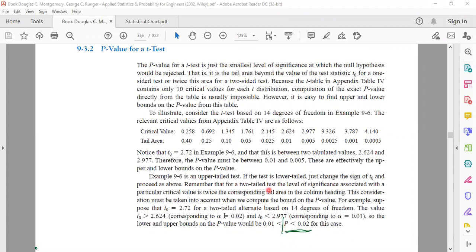Why is it happening? Because our test was not actually a two-tail test, but to make you understand the analysis, they intentionally assumed the two-tail test, and they showed you how to analyze the situation if the test were two-tailed.